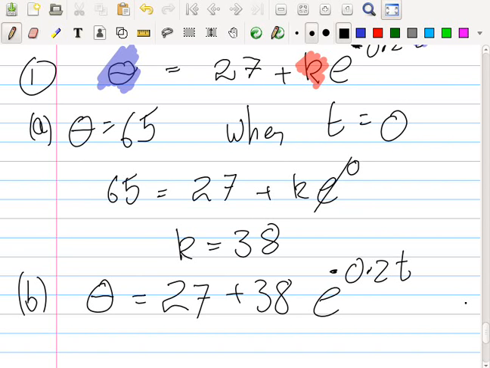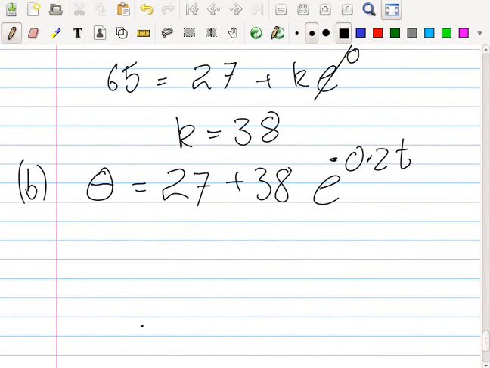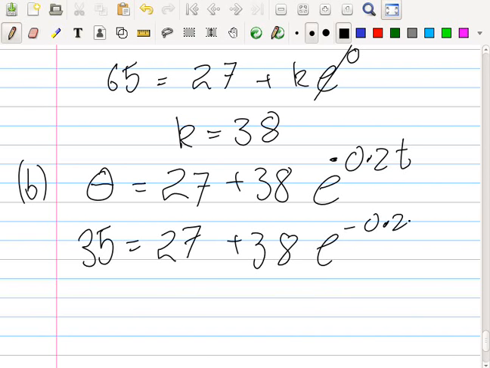calculate to the nearest minute how long it takes the temperature to drop to 35. So in this question, part B, what's given to you? 35, the temperature. And what do you want? The time. So 35 equals 27 plus 38 e power minus 0.2 t. Where? Here? 0.2. That's what it is in the question, 0.2.